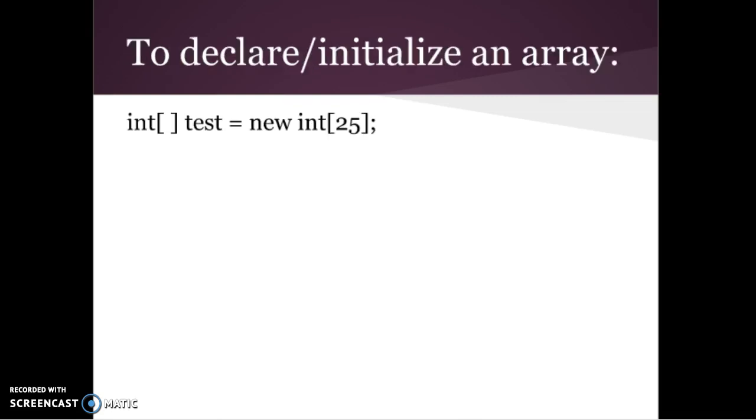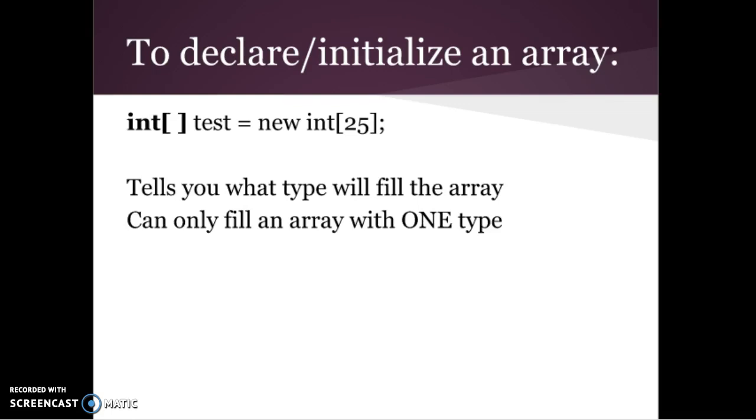To declare and initialize an array, it looks like this. We've got int, empty square brackets, test, equals new int, and then in square brackets we have a number. So let's talk through each part of this. This first part tells us what type we are filling the array with. So you can tell from this that test is going to be filled with ints. You can only fill an array with one type. So it can only be filled with ints or doubles or booleans or strings. It can't be filled with ints and doubles. Kind of annoying. That's just the way it is though.